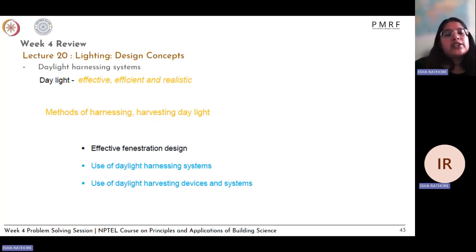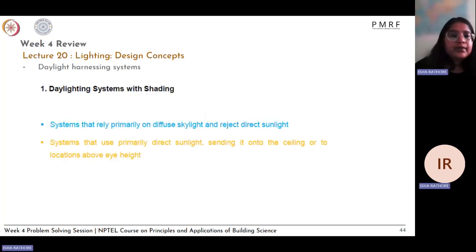And then you make use of daylight harvesting devices and systems in terms of controlling them, and how to make use of opening and closing controls and those sorts of things. So these are 3 measures through which you can harness daylight. So one is daylight systems with shading. Shading is also an important component, and we have discussed shading in previous lectures, particularly week 2.